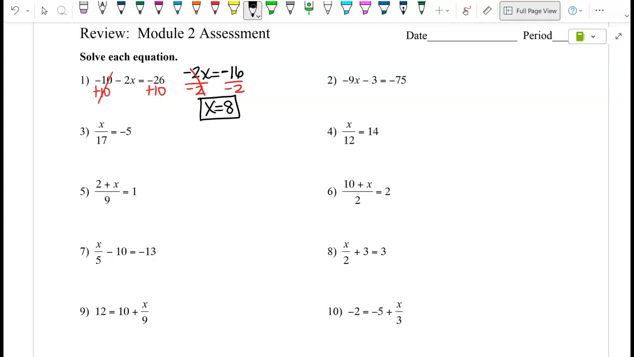All right, Melody, for number 3, x divided by 17 equals negative 5. What needs to be my first step? Okay, this says x divided by 17. What's the opposite of divide? I need to undo that. I need to multiply both sides by 17. And in this case, it's a one-step problem. So Melody, what is negative 5 times 17? Negative 85.